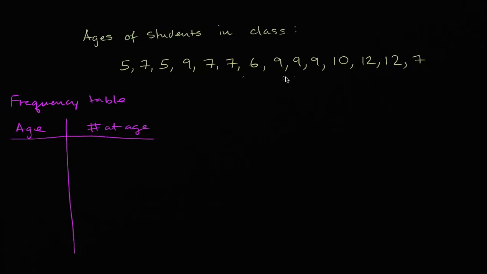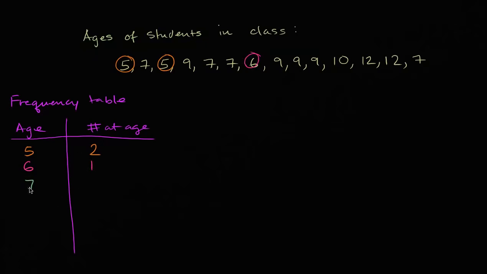So what's the lowest age that we have here? Well, the lowest age is 5. So I'll start with 5. And how many students in the class are age 5? How frequent is the number 5? Let's see. There is 1, 2. Let me keep scanning. Looks like there's only 2 5s. So I could write a 2 here. And now let's go to 6. How many 6s are there? There's only 1 6-year-old in the class.